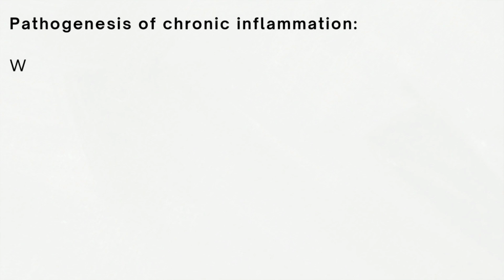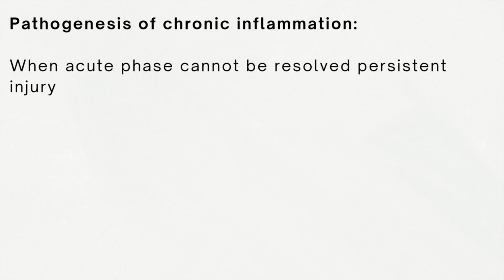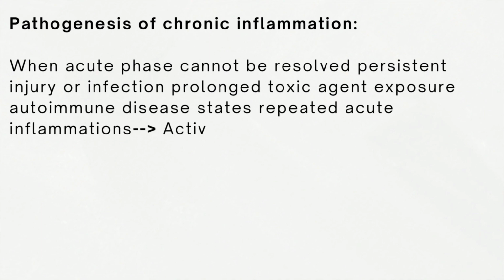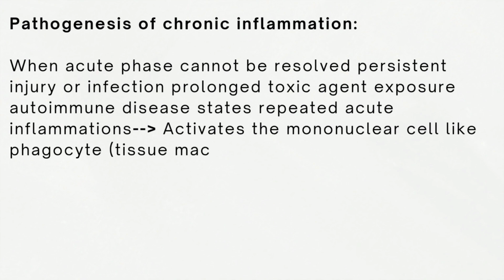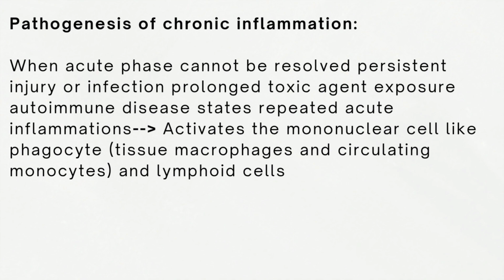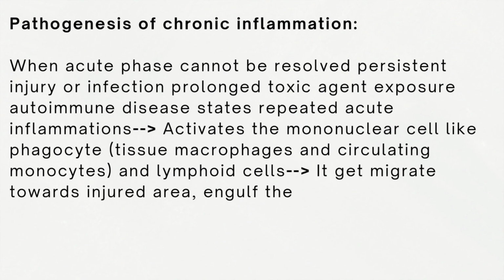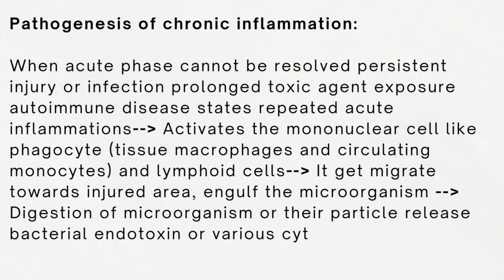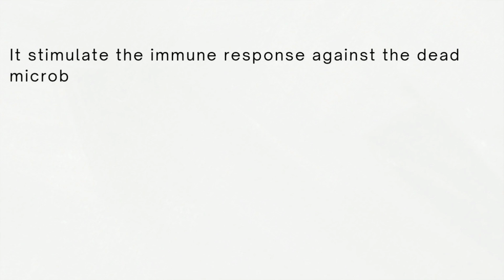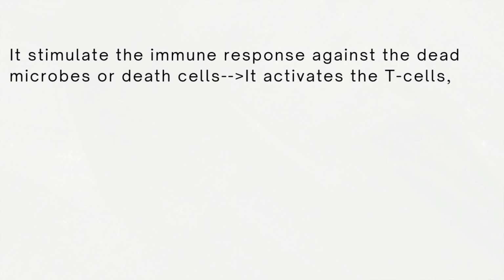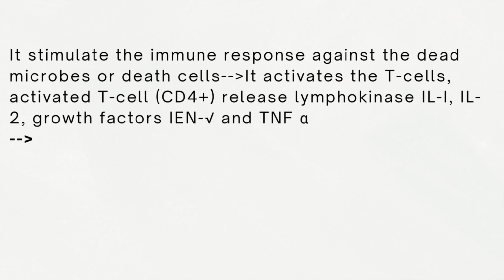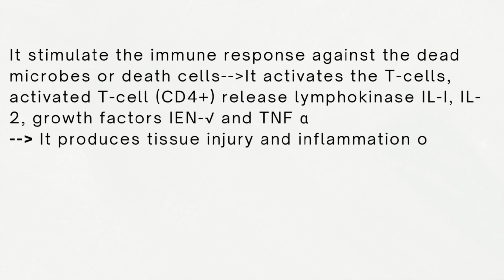Pathogenesis of chronic inflammation. When the acute phase cannot be resolved, due to persistent injury or infection, prolonged toxic agent exposure, autoimmune disease states, or repeated acute inflammations, it activates the mononuclear cells like phagocytes, tissue macrophages and circulating monocytes, and lymphoid cells to migrate towards the injured area and engulf the microorganism. Digestion of the microorganism or its particles releases bacterial endotoxin or various cytokines. It stimulates the immune response against the dead microbes or dead cells and activates the T cells. Activated CD4+ T cells release lymphokines IL-1, IL-2, growth factors, IFN-gamma and TNF-alpha, which produce tissue injury and inflammation or fibrosis.